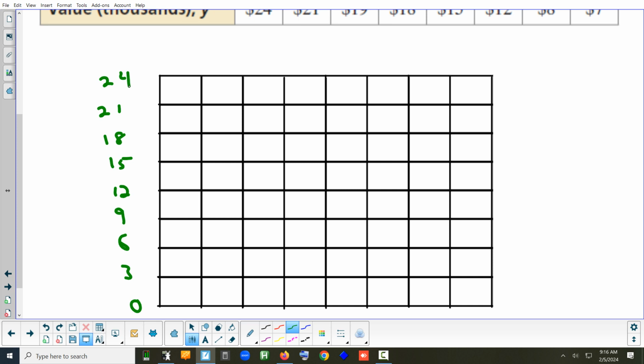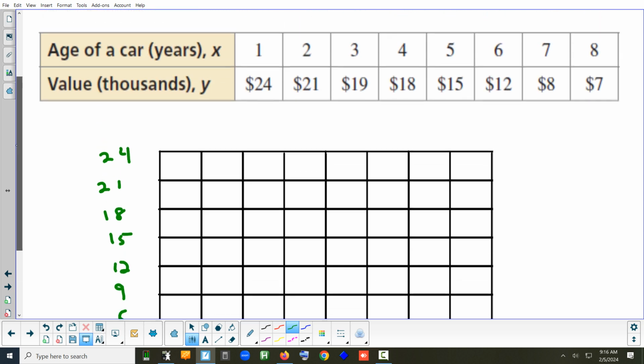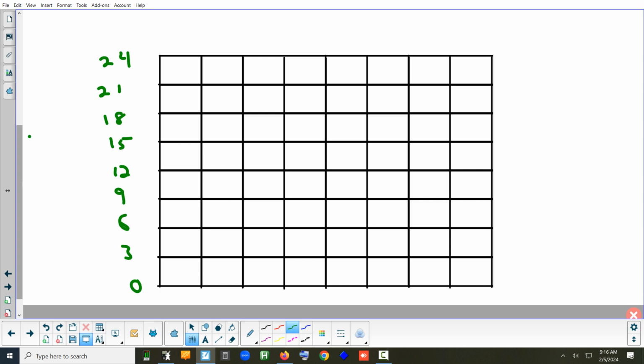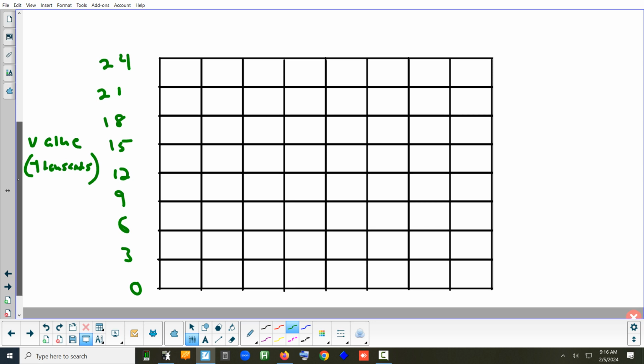Okay, and remember, you have to put a label here. If you don't put a label, somebody looking at this has no idea what 0 through 24 means. It's the value of the car in thousands. So it's the value in thousands. 3,000, 6,000, 12,000, so on.